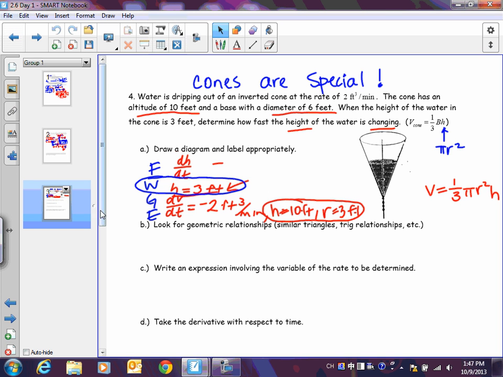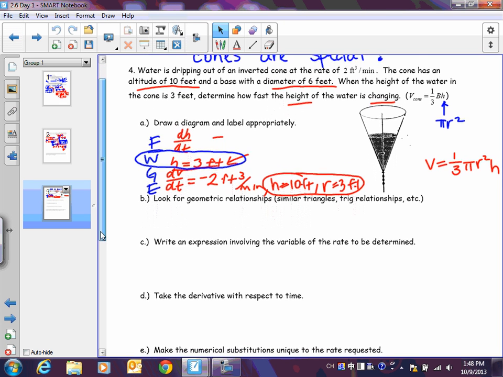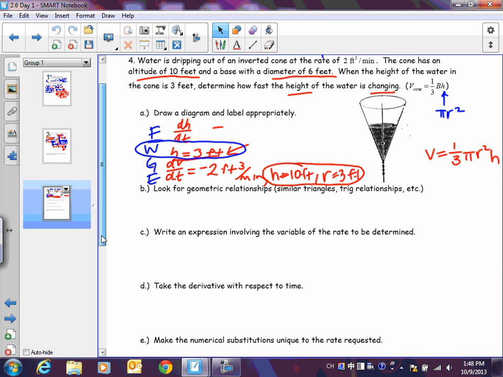Okay, so we're going to finish up the cone problem. I already said that cones are special. And by special, I just mean they're a little bit more difficult. There's more going on in cones. You have to figure out more information. It's not all just given to you in the problem.